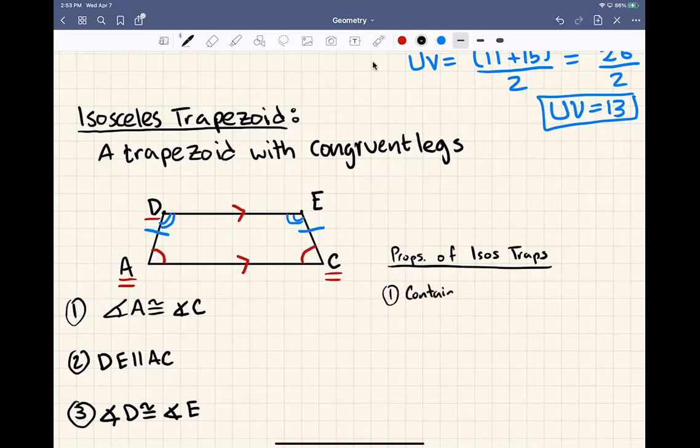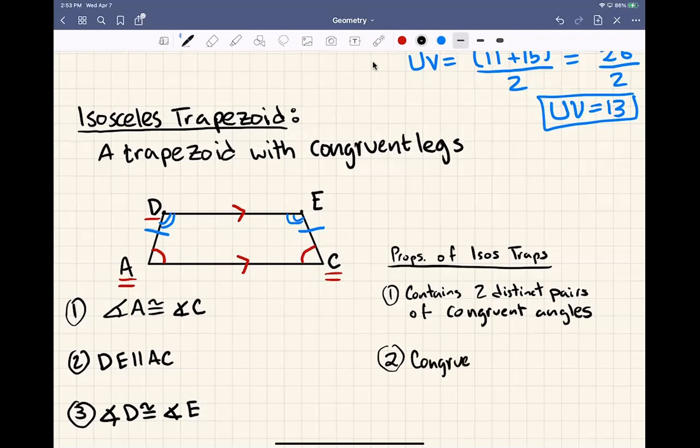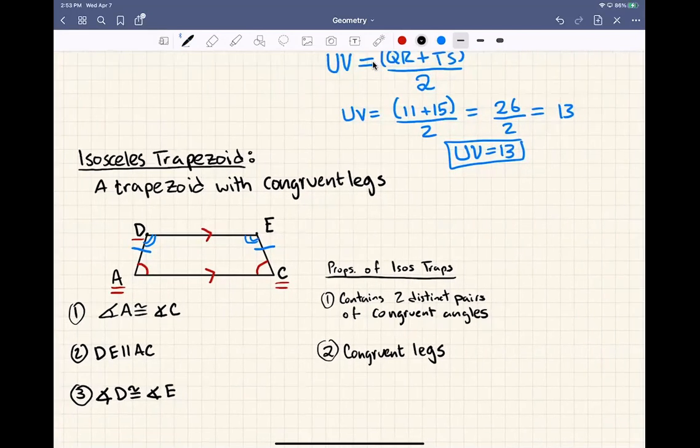Number 1 is contains 2 distinct pairs of congruent angles. And it also has 2 congruent legs. Congruent legs. Those are the specific things that we need to know about. And that's basically it. That's all we need to know about trapezoids.